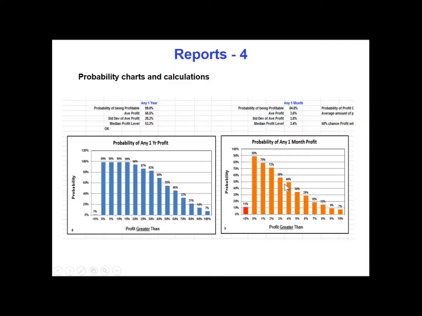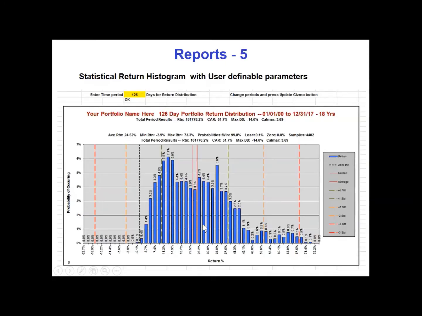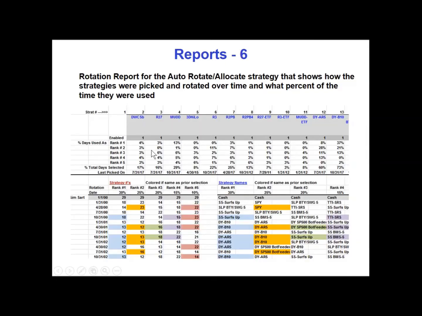Okay, we've got the same probability charts. There's more that were in the gizmo. Based on what you've got, the probability of being profitable in any 1 year was 99% on this one. Any 1 month was 84.8, and there's other charts. Probability of drawdowns, swing drawdowns, how big the drawdowns will be. We've got the old statistical return histogram. You can plug in the number you want for how many days. Again, these are all trading days.